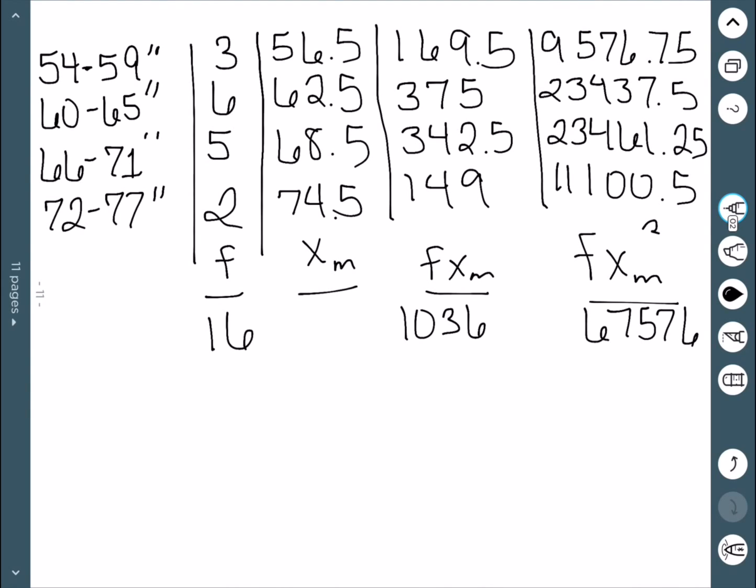This is what we get. And I said all 4, but we don't actually need to sum the midpoint column. We just need our frequency, our f x sub m, and our f x sub m squared.